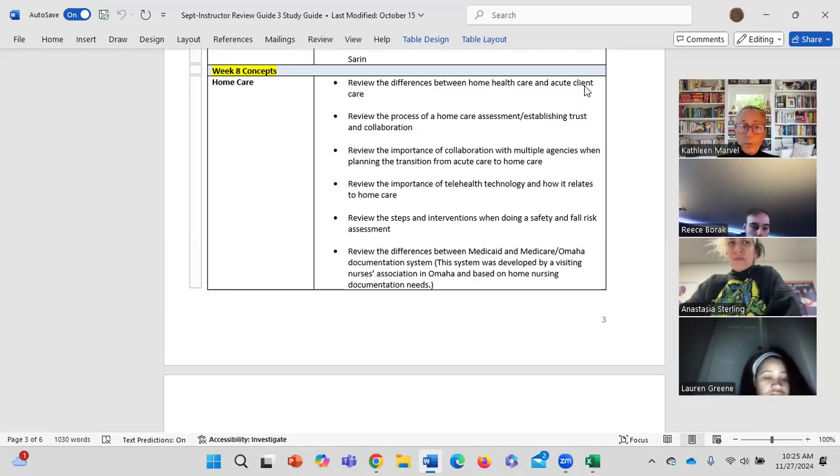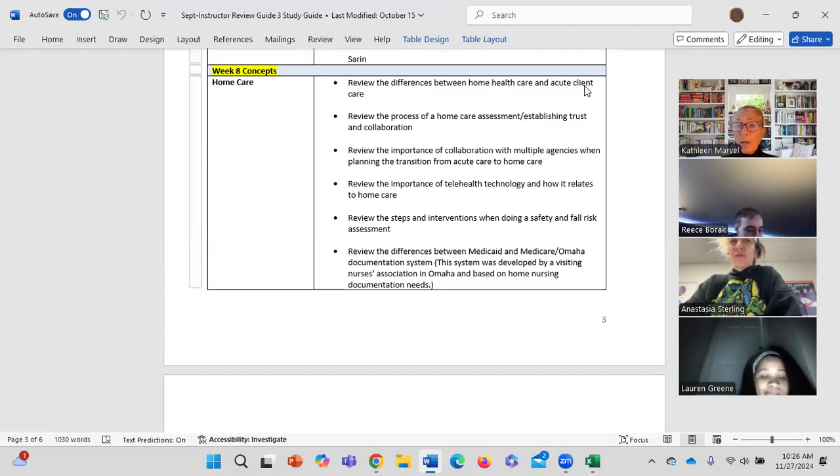Review the importance of collaboration with multiple agencies when planning the transition from acute care to home. Think of all that needs to happen as clients are preparing for a transition from A to B. Here it says acute care to home. It could be home to acute care. It could be acute care to a long-term care facility, right? Acute care to a hospice facility. It's all about the transition.